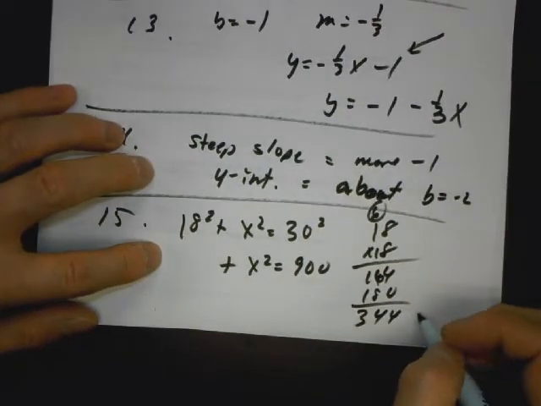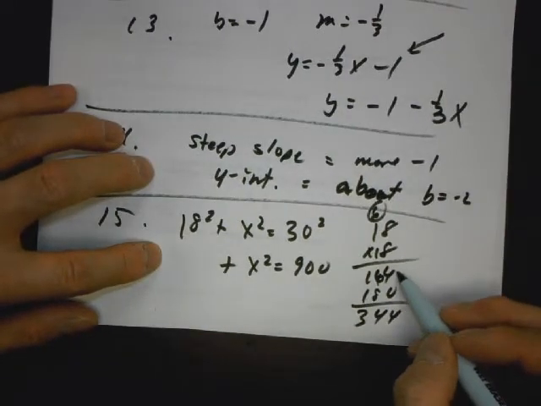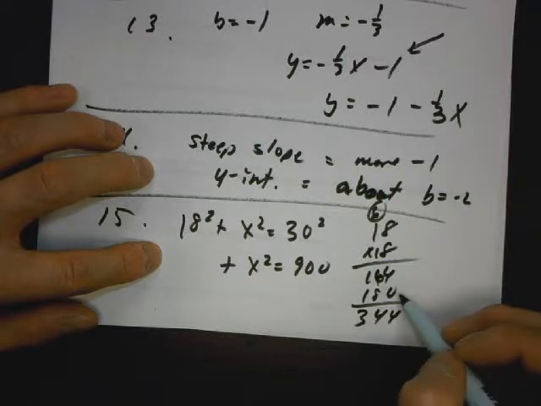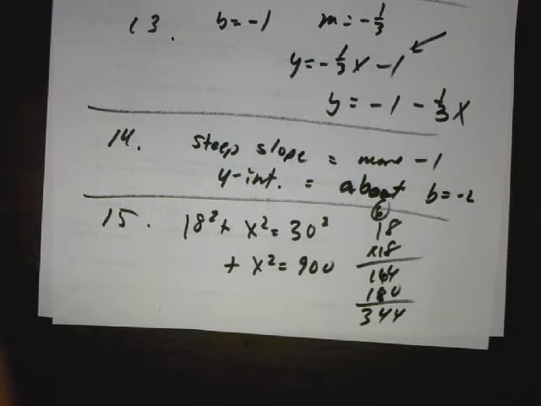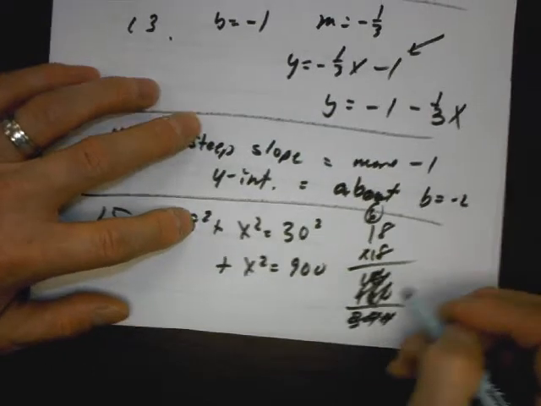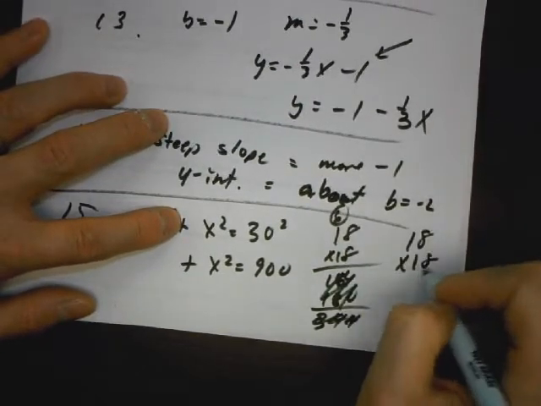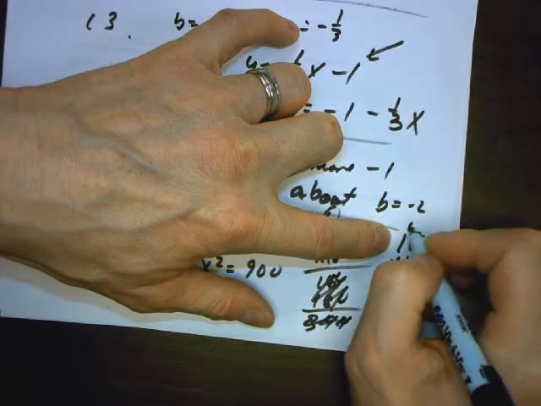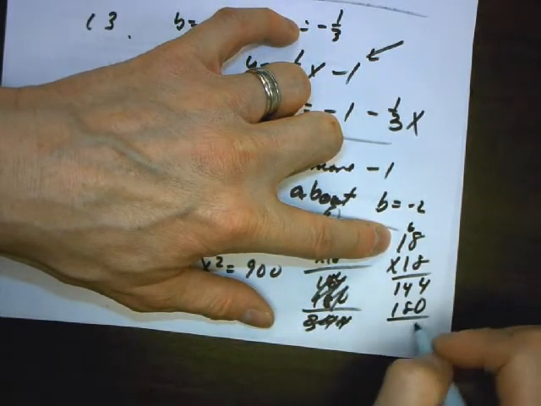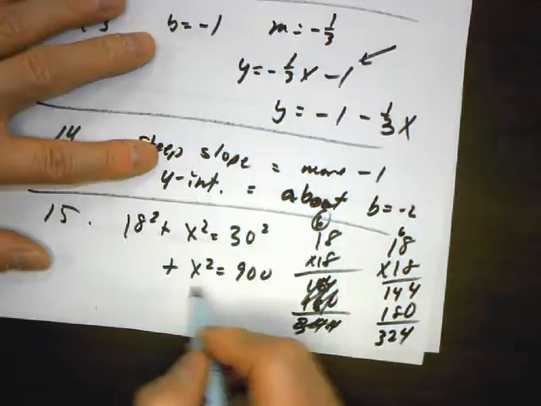Sorry about that. What did I do wrong here? I know it's got to be 224. I'm not finding my mistake there. Do it again, sorry. There we go. Sorry about that.